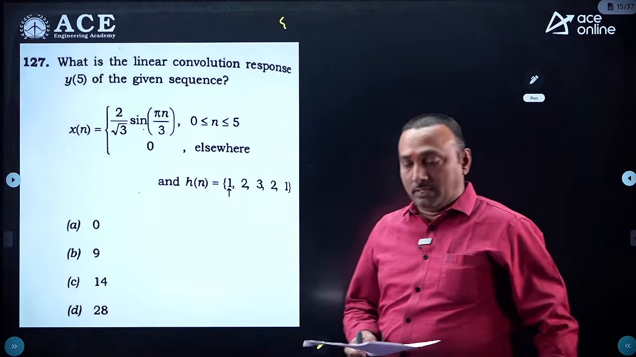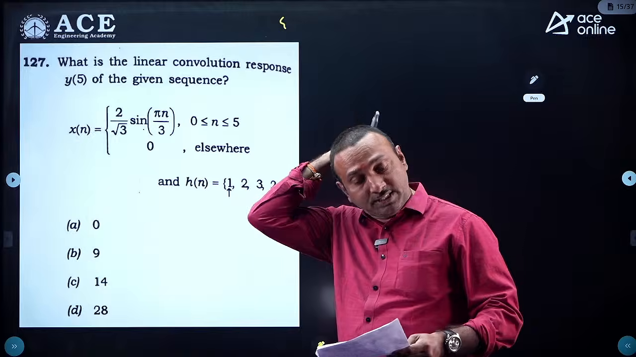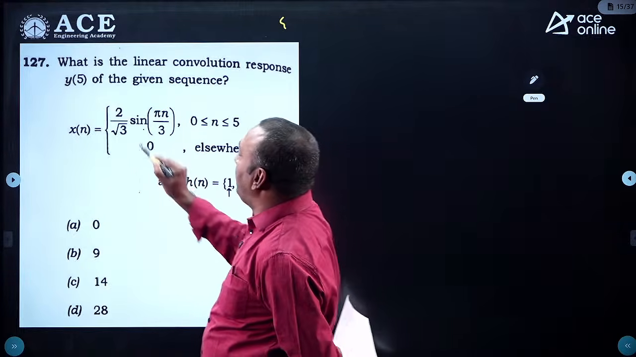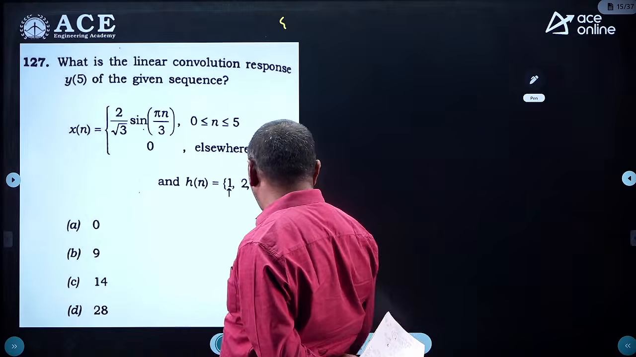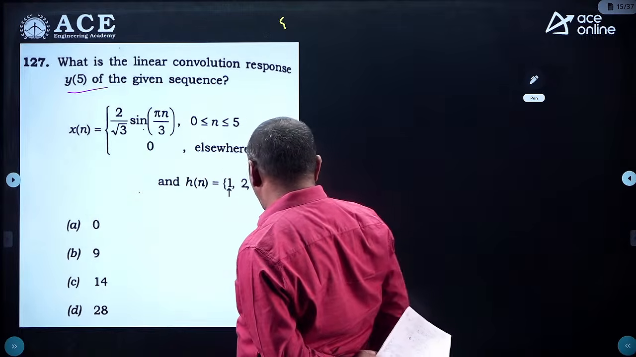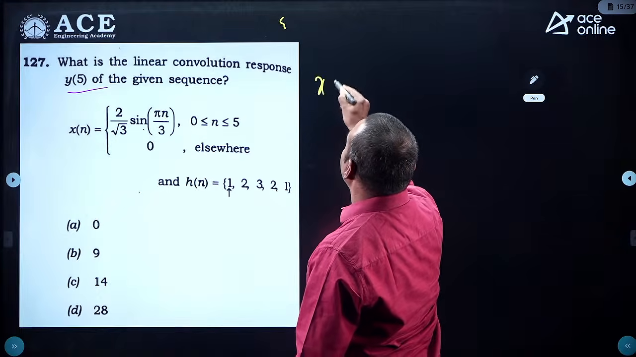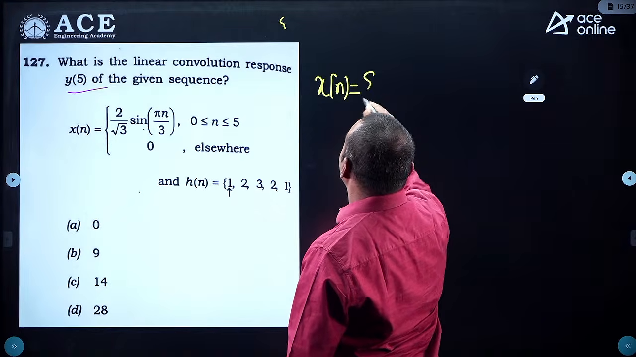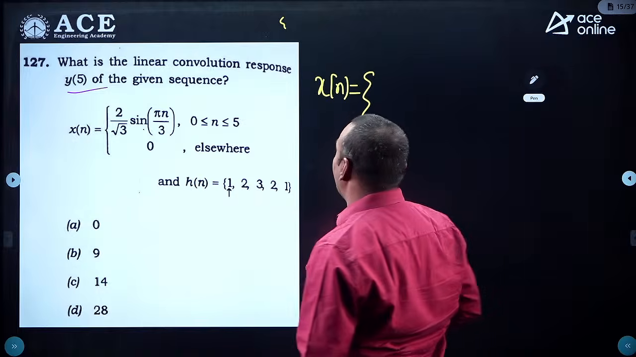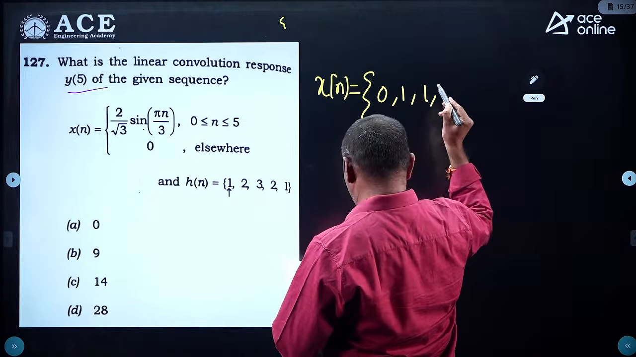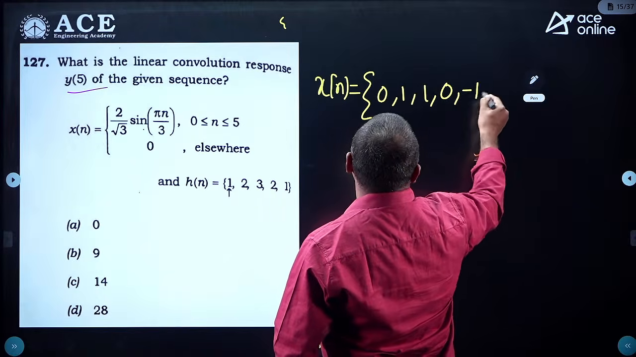Okay, in today's paper, we got a total of 12 questions from signals. Let us see the models. What is the linear convolution response? He is expecting the output at 5 for the given input and system. So, when you evaluate the samples of the input, one by one, by substituting each index n value 0 and so on, we are going to get samples like 0, 1, 1, 0, minus 1, minus 1.